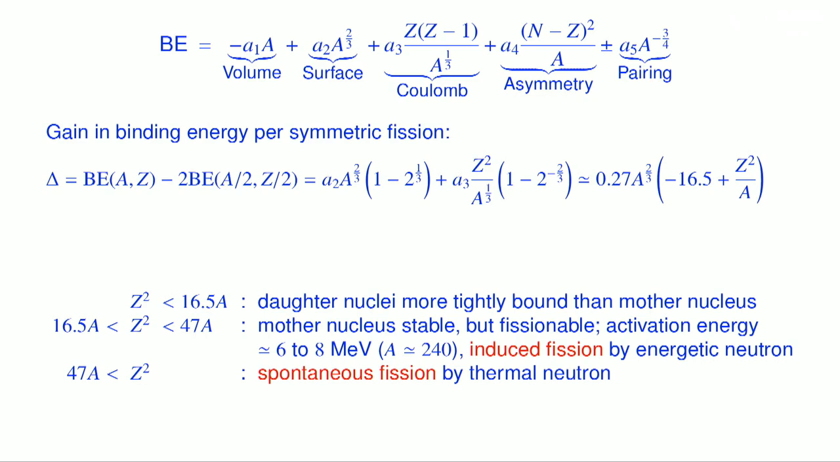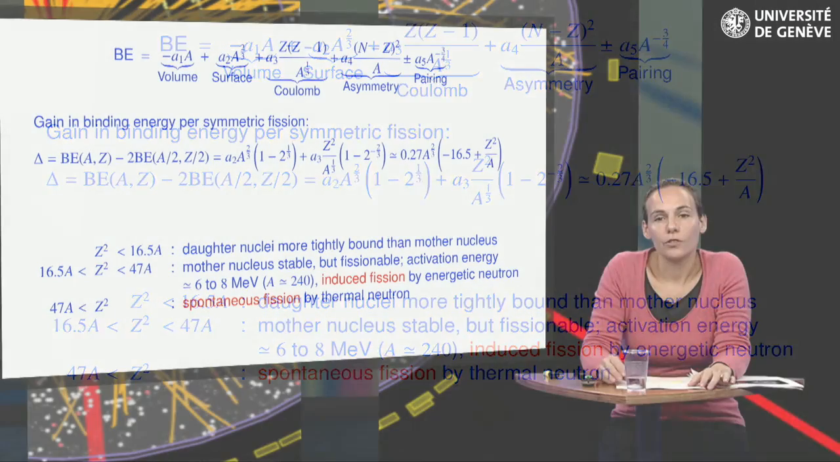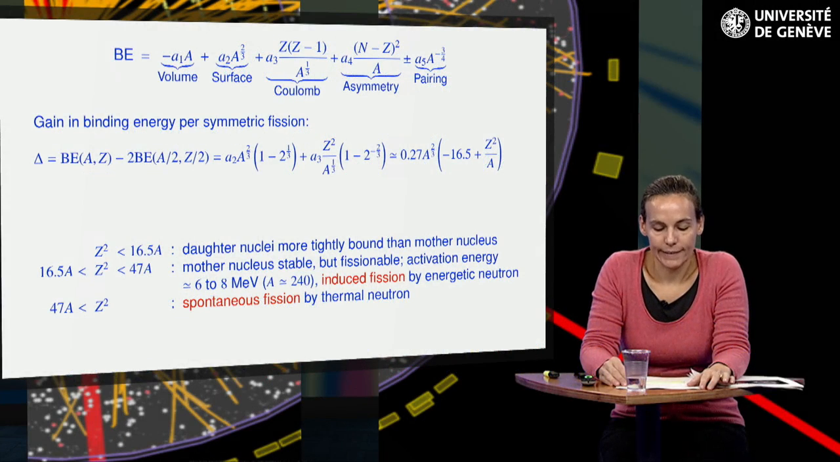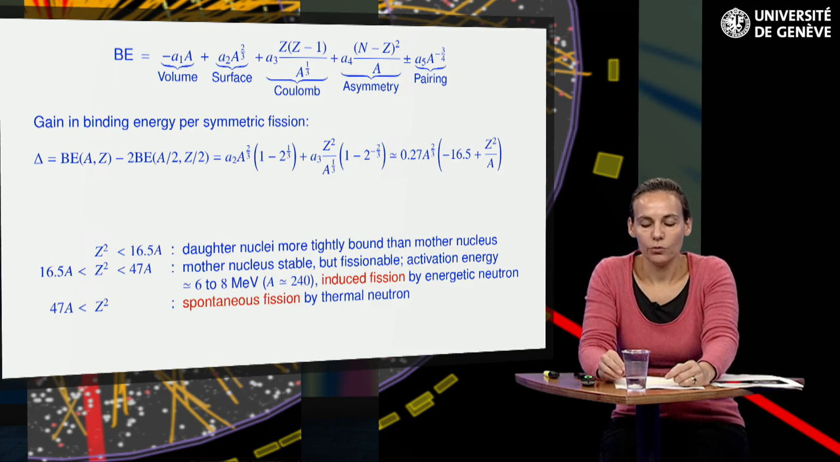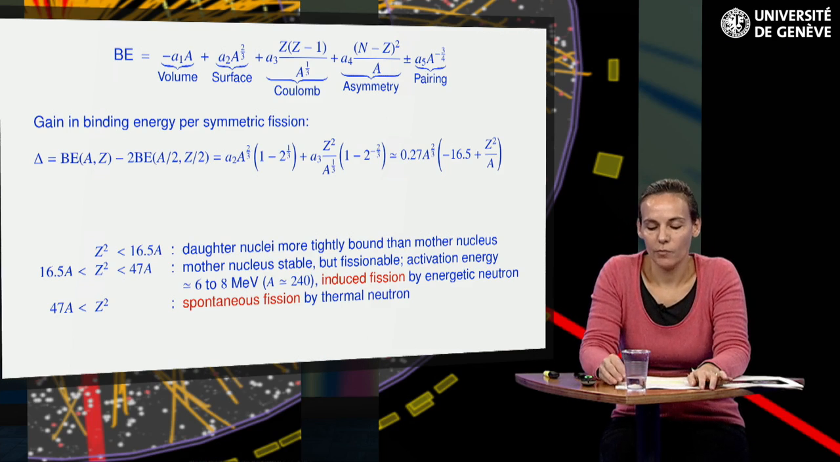A and Z of the parent nucleus must thus be even. We again ignore quantum terms of the Bethe-Weizsäcker formula. The energy difference is denoted by delta. With typical coefficients, we obtain delta equal to 0.27 A to the power 2/3, times minus 16.5 plus the ratio Z square over A. Thus, for Z square less than 16.5 A, the two daughter nuclei are more tightly bound than the mother nucleus.